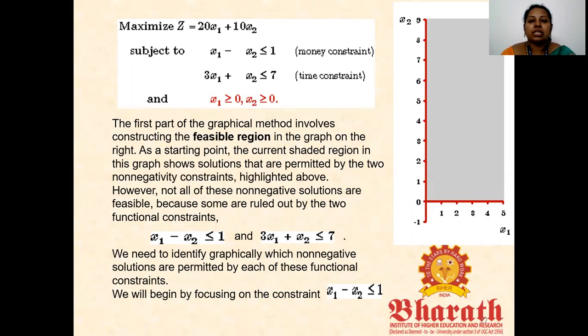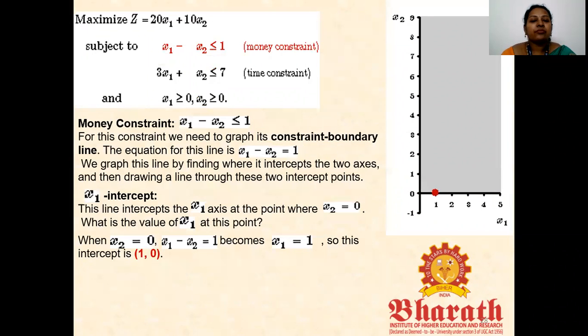First we consider the money constraint, x1 minus x2 less than or equal to 1. We convert the inequality to an equation, that is x1 minus x2 equal to 1, and then solve this equation. We get points, and after that we plot the points in a graph.